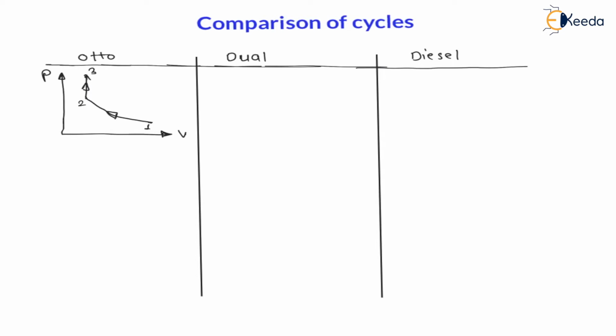3 to 4 is reversible adiabatic expansion. 3 to 4 is reversible adiabatic means isentropic. It is also called isentropic expansion. And 4 to 1 is constant volume heat rejection. These are the various processes that already we have learned in previous lectures. That's why I am not writing here names of all the processes. Only I am dictating the names of all processes.